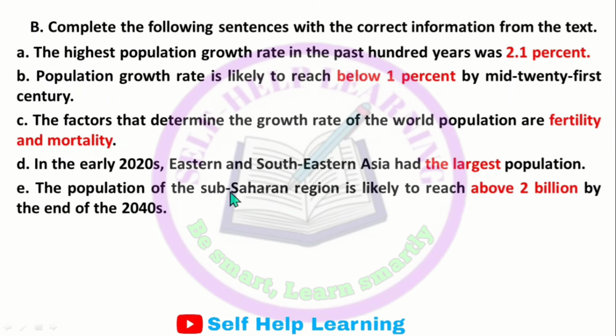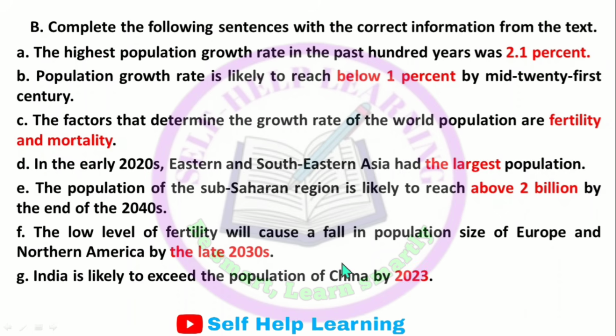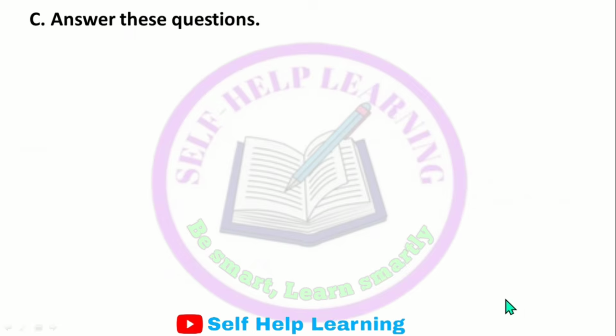E. The population of the sub-Saharan region is likely to reach about 2 billion by the end of the 2040s. F. The low level of fertility will cause a fall in population size of Europe and Northern America by the late 2030s. G. India is likely to exceed the population of China by 2023. Let's move to question number C.